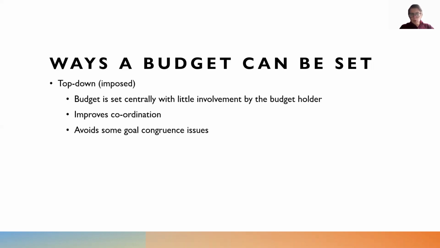So top down is quite an imposed budget style. The budget is going to be set centrally with higher management. The actual budget holder probably isn't going to have much of a say. It should improve coordination and it will avoid some goal congruence issues.